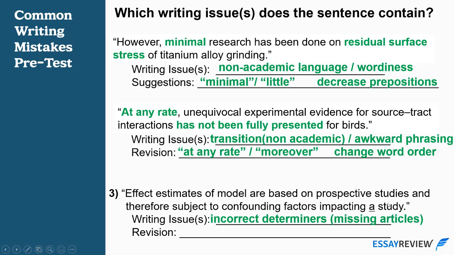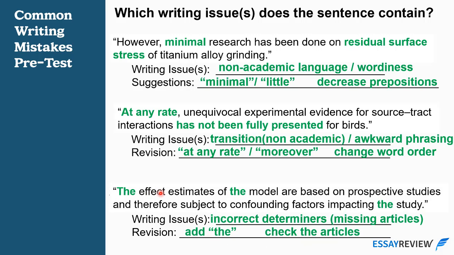Incorrect determiners and articles are the biggest thing that we edit, actually, because to be frank with you, as a native English speaker, I think that they're ridiculous. A and the are very difficult to understand how to use correctly. So I want to give you a tool today for that as well. Add the and check all your articles: the effect estimates of the model impacting the study.